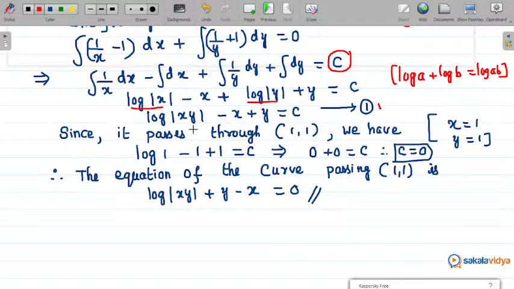Since it passes through 1 comma 1 according to the problem, put x is equal to 1 and y is equal to 1 in equation 1. So log of 1 into 1, log 1, minus 1 plus 1 equal to c. Log 1 is 0, and 1 minus 1 is 0. So c is obviously 0. Substituting c is equal to 0 in equation 1, the equation of the curve passing through 1 comma 1 is log of mod xy plus y minus x is equal to 0. So this is our answer.